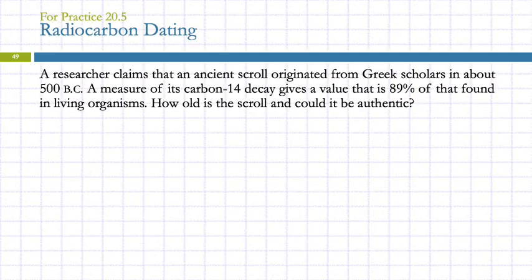Okay. A researcher claims that an ancient scroll originated from Greek scholars in about 500 BC. A measure of its carbon-14 decay gives a value that is 89% of that found in living organisms. How old is the scroll, and could it be authentic? So the result of carbon-14 testing is usually given as a percentage, because it's the ratio of how much is left.